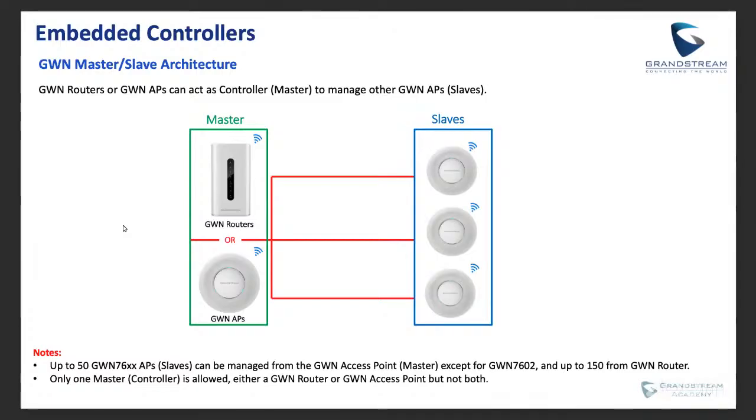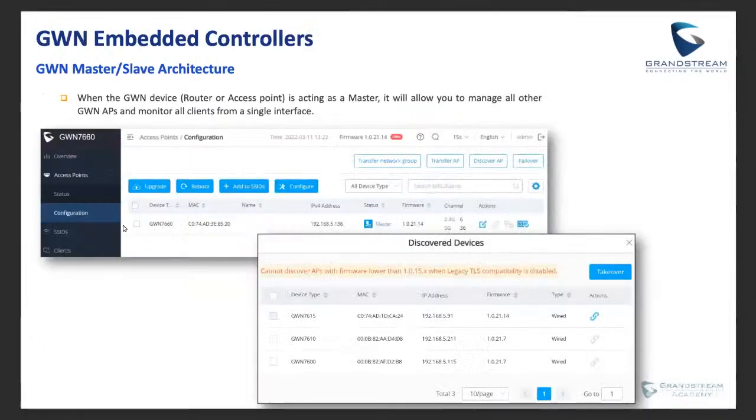If you're doing small deployments, using access points is perfectly fine. If you're doing large deployments, investing in a router and switching devices is more recommended so you don't have problems in the future. This master-slave architecture will allow you to manage all of your access points and monitor your client's interface, everything through the GWN cloud management system.